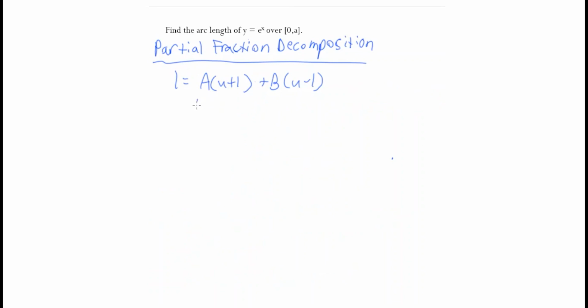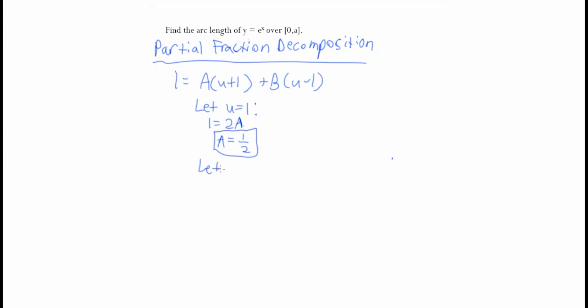So to figure out A, we can set u equal to some number that will cancel out B but leave A alone. We do this by setting u to 1. 1 minus 1 is 0 for B, and that gets rid of the variable B, leaving us with only A. So when we plug 1 into u, we get 1 is equal to 2A, since 1 plus 1 is 2, and A is equal to 1/2 after we divide both sides by 2. So we have our first coefficient.